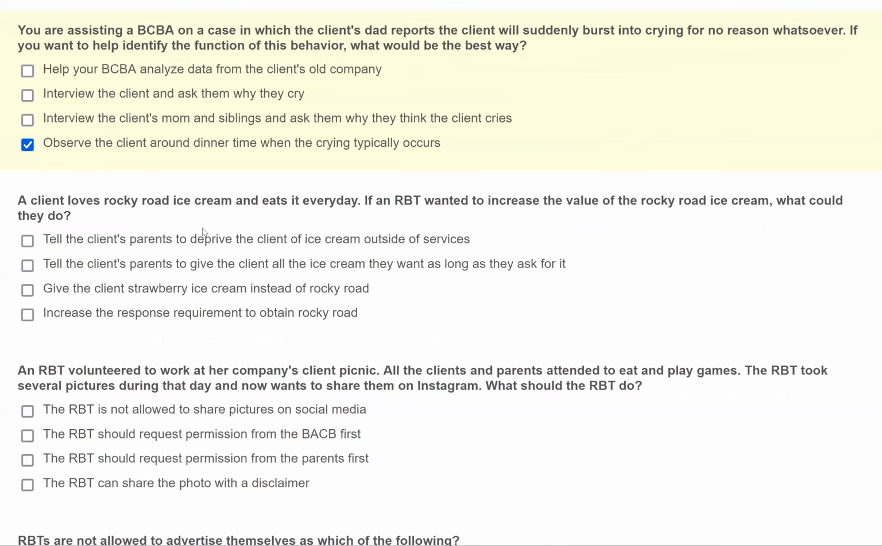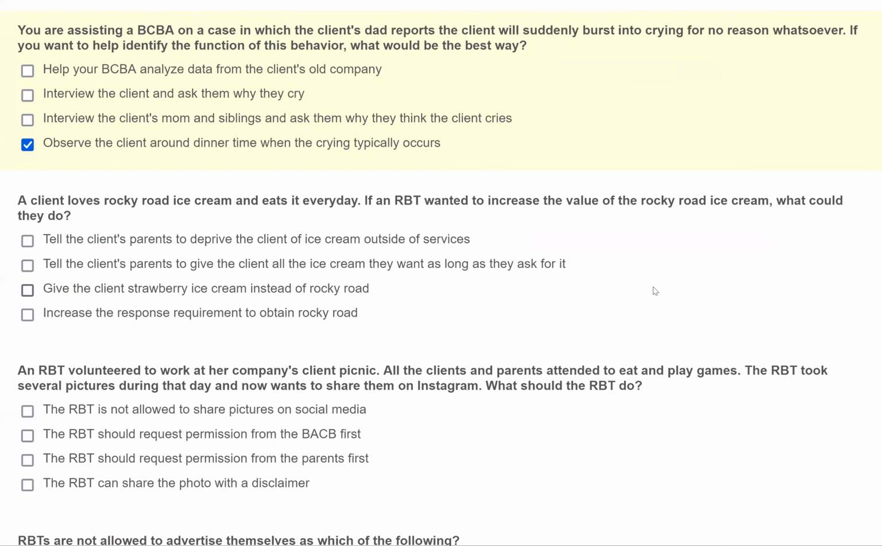A client loves Rocky Road ice cream and eats it every day. If an RBT wanted to increase the value of the Rocky Road ice cream, what could they do? Okay. When we talk about increasing or decreasing value of a reinforcer or a consequence, we're talking about motivating operations. With motivating operations, increasing and decreasing value involves deprivation and satiation.